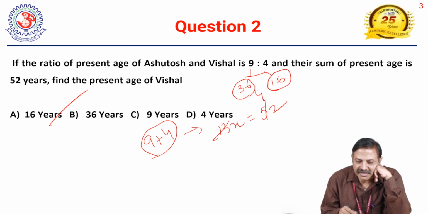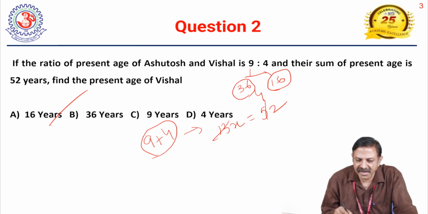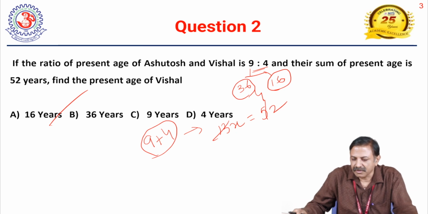See what we are doing is, the ratio of Astar and Vishal is 9 is to 4. Sum of their ratios, that is 9 plus 4, is nothing but 13. That is only the sum of the ages. Sum of the ages is equal to 52. So I can equate 13x equal to 52. X will be equal to 4. So if you want 9x, 9 into 4. 4x means 4 into 4. That is 16 years. Hope it's very clear. There is no calculation at all. We are going for the next question in ages.